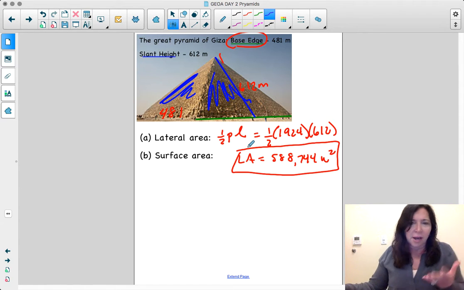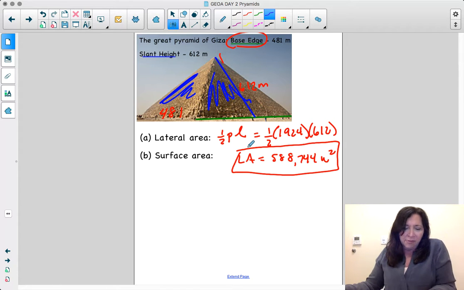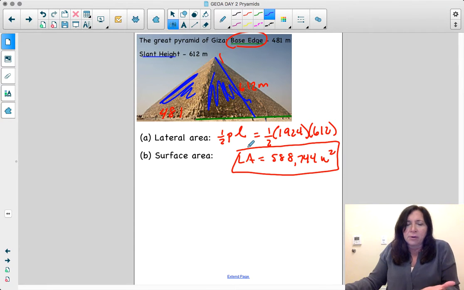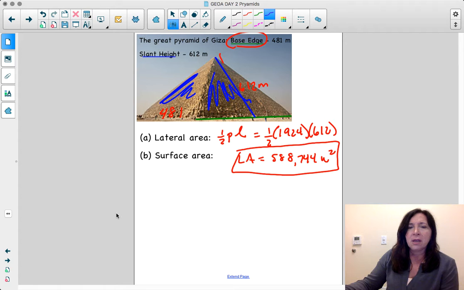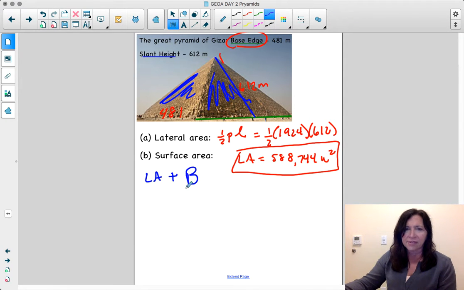So the painter is not going to paint the base, right, if it's on the ground. So finding that area would not include the bottom, so then you're looking at just the lateral area. But the surface area is all the areas, so we're going to look at the bottom also. So the surface area is the lateral area plus the area of one base. Now remember, capital B is the area of one base. And this is my surface area.